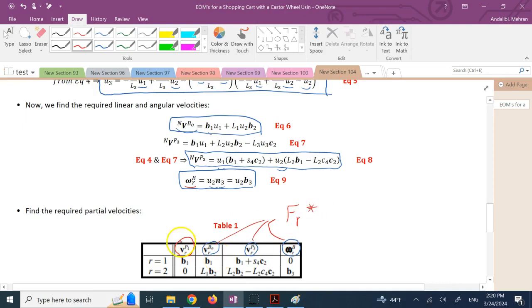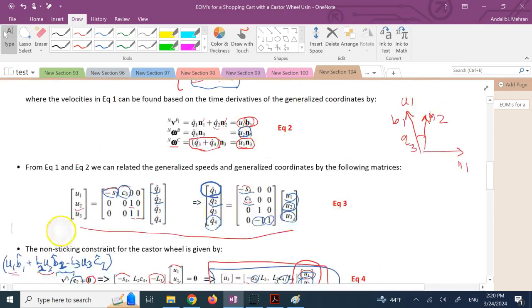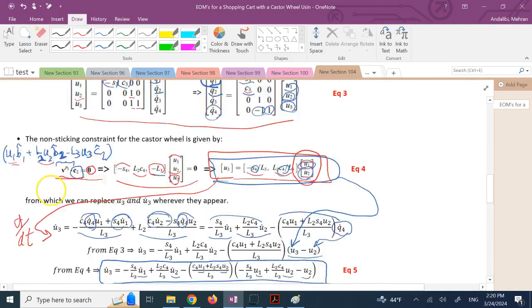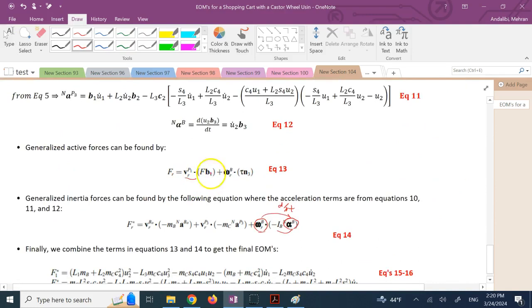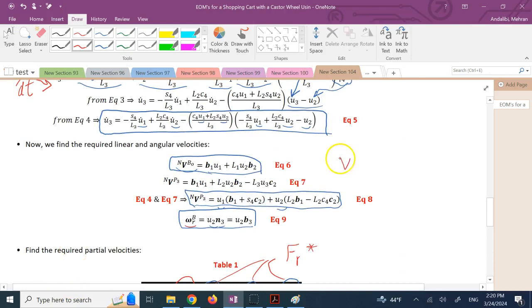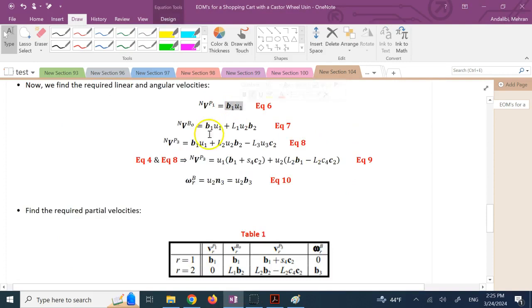What about this one? This is the place where the external torque and the external force are applied. So when we go to the active forces, FR, not FR star, we need V of point P1 to be dot producted by the force and omega of member B to be dot producted by the torque. So V of P1 is also important, so we add one extra equation here for V of P1. It was just B1 times U1. I added that equation and renumbered my equations. So we have four important velocity terms.